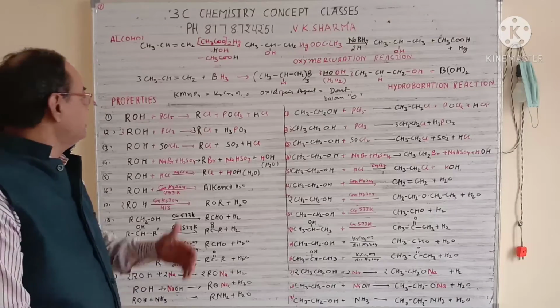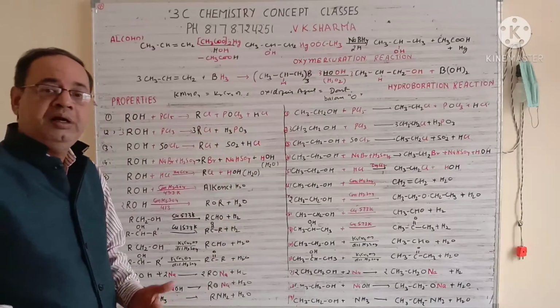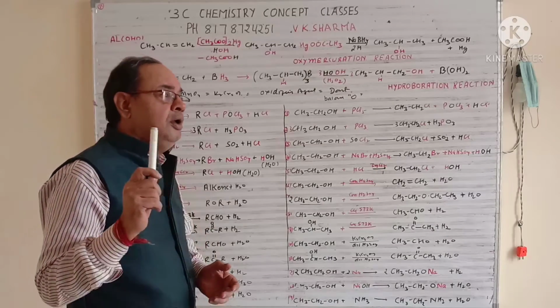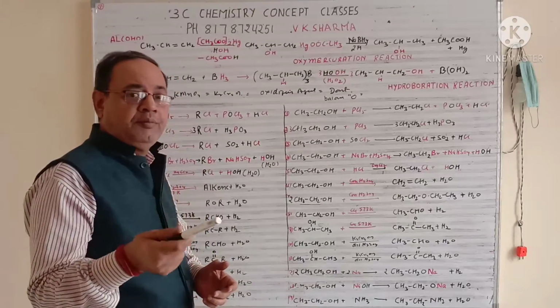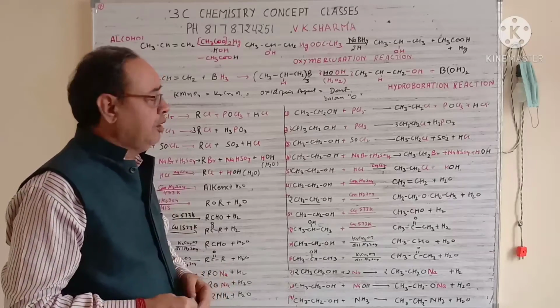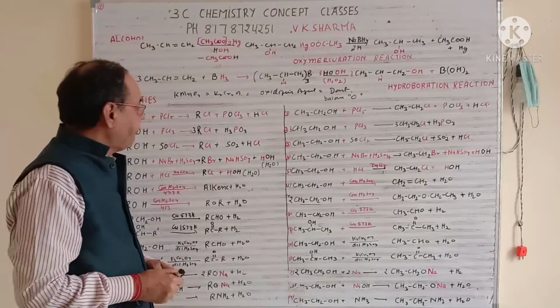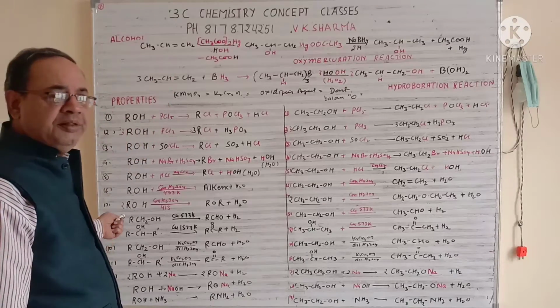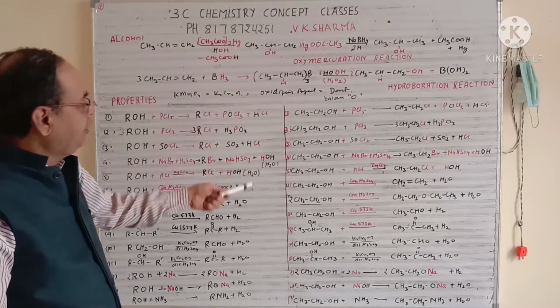Now I am taking all these examples with 2 carbon. You can take 3 carbon, 4 carbon, 5 carbon, 6 carbon, that is your choice. For practice you can go for 3 carbon, 5 carbon, 6 carbon, whatever you want. The concept will remain the same. So R can vary: 2 carbon, 3 carbon, 4 carbon. I am taking the example with 2 carbon.